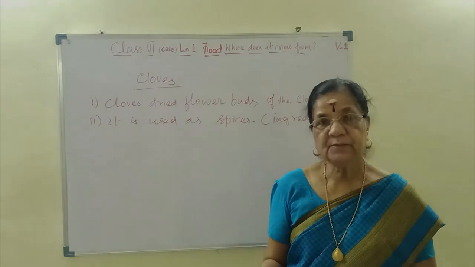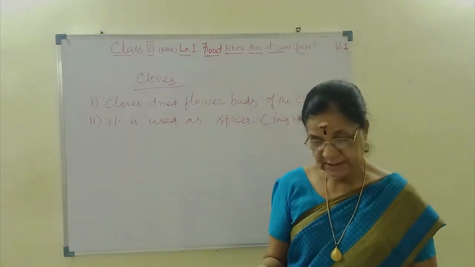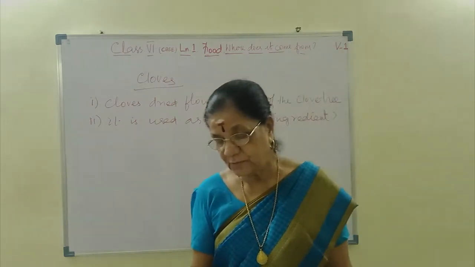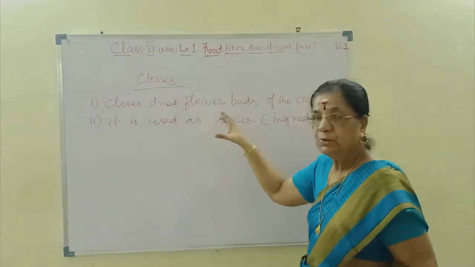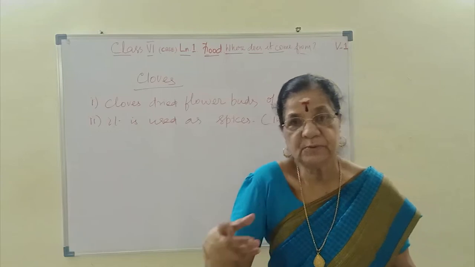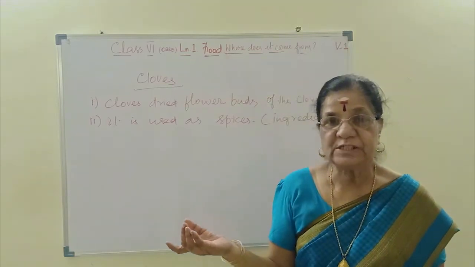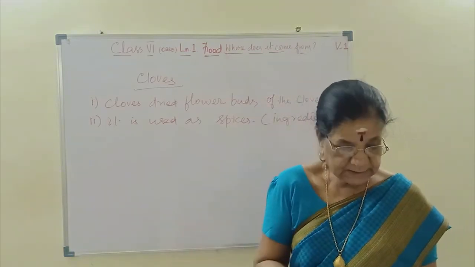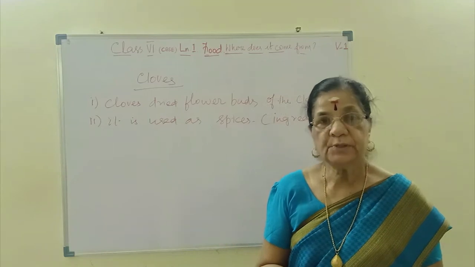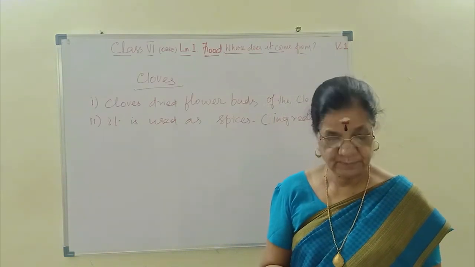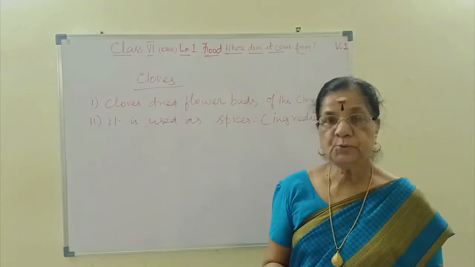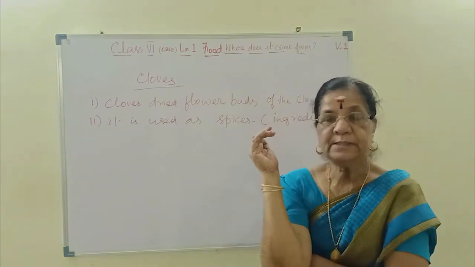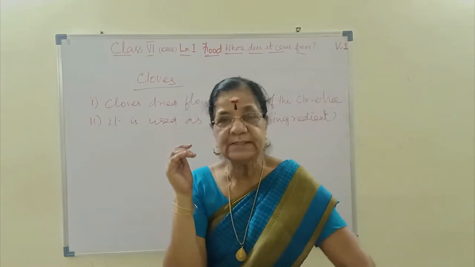Then define a food chain. A food chain is defined as a series of living things in a community, arranged at different levels according to their food relationship. What is the importance? They show how nutrients move from one living thing to another. What does it mean?